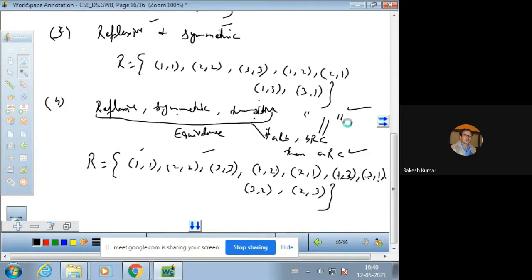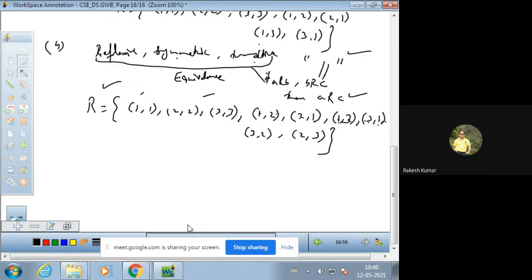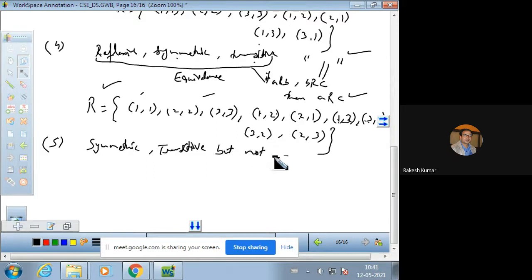So the set of parallel lines is also an equivalence relation, and this is also a good example of an equivalence relation. Now we can also form an example in which the relation is symmetric and transitive but not reflexive. This is very important.